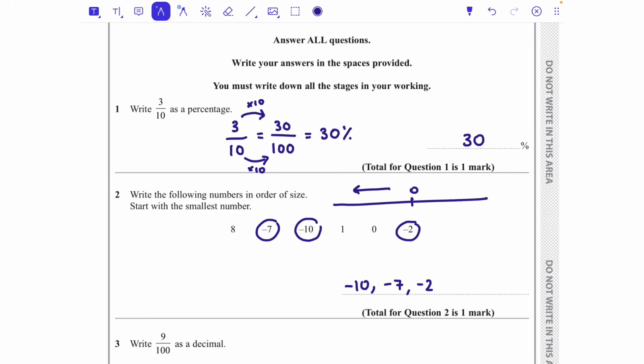So once we've dealt with all the negatives, we then can think about 0. That's going to be the next smallest, and then 1, and then 8. So you are thinking about a number line and making sure you've written them all in the order that they would go from left to right. Always check: 1, 2, 3, 4, 5, 6 numbers in the question, and we've got 6 numbers in our answer, so I'm happy I've not missed any.